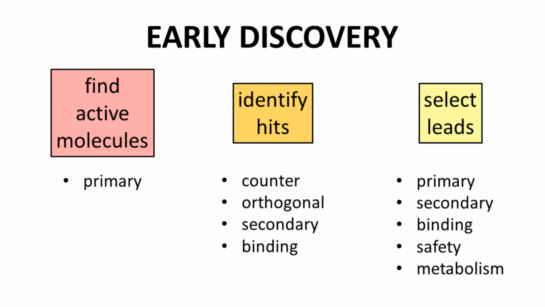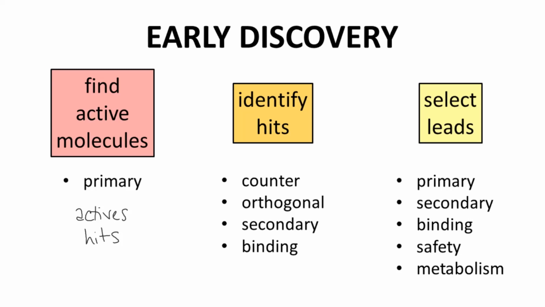The first stage is finding active molecules. There are multiple ways to find active compounds, but the most common is to screen a large collection of molecules with a primary assay. Compounds that show a threshold activity in the primary assay may be called actives or hits, depending on the research group.